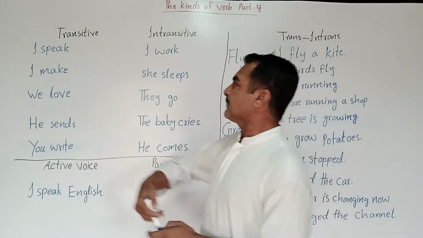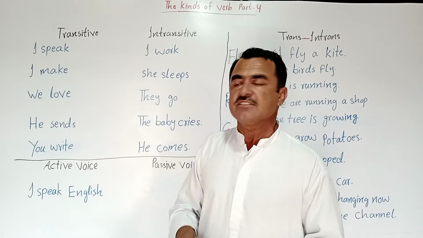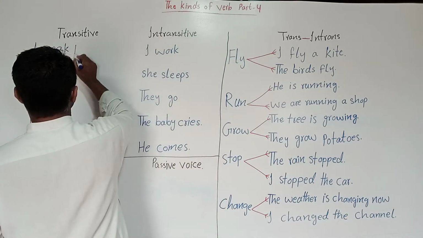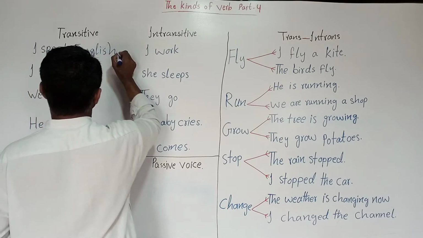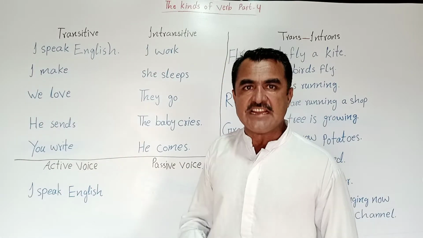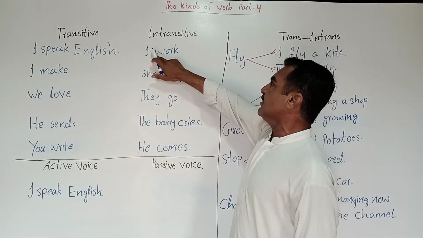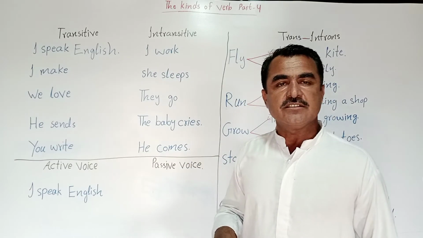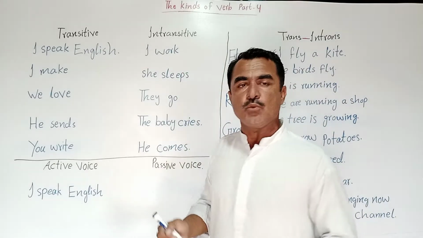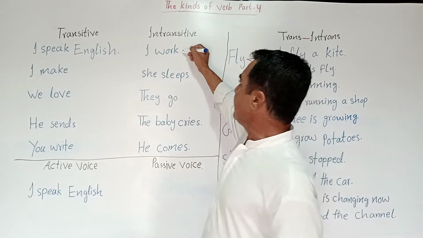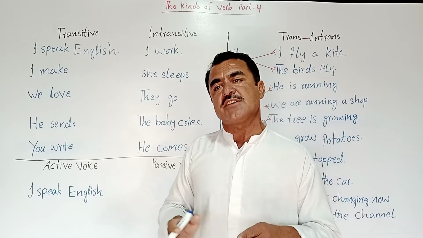For example, I speak. I speak what? I speak English. Here I will write the object of the sentence. Now, let's go to intransitive verbs. I work. I work what, or I work who? Here the sentence is complete in itself.